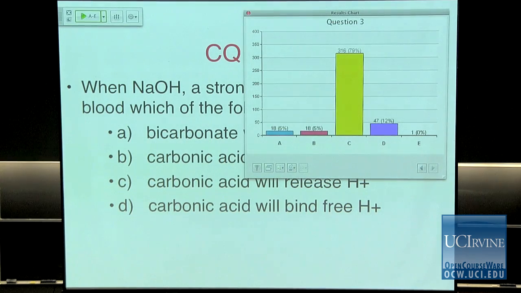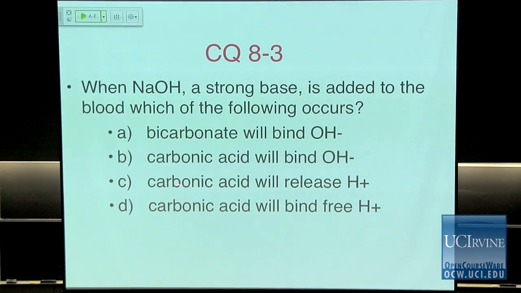79% of you picked the correct answer, which is carbonic acid will release free hydrogen ions. So NaOH, Becca and Ann, they came in, and Becca picked up a free hydrogen ion, combined the OH with the H and made water, and so the carbonic acid released a free hydrogen ion, so it would bring the pH back down to the neutral pH. Okay.